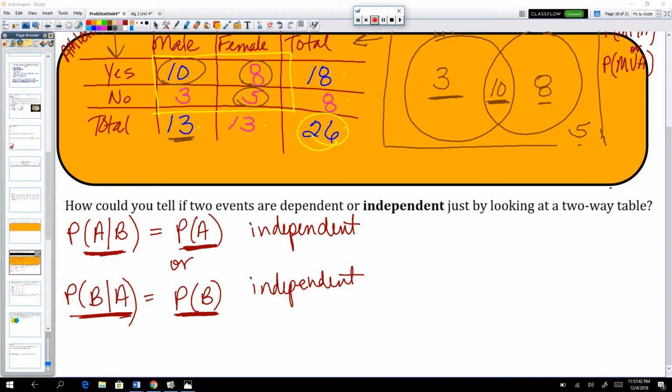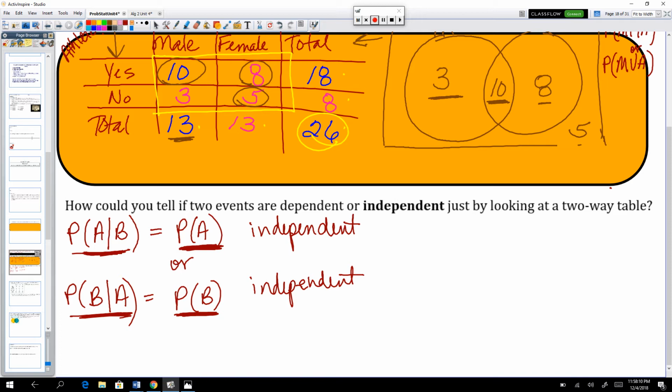So to answer our original question, how can you tell if two events are dependent or independent just by looking at a two-way table? Well, if you've got that two-way table available to you, you can calculate P of A given B, figure out what that probability is, and then say, is that equal to the probability of A just happening overall in the whole wide room? If they're the same, then those events are independent.